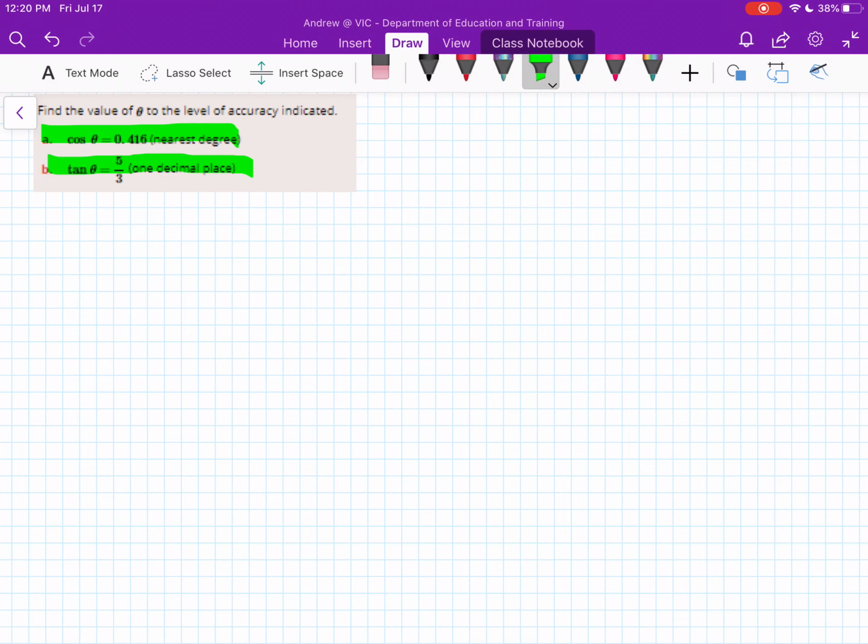So just remember your answer should be in degrees, as long as your calculator is in degrees, which will have a D up the top instead of an R or something else. So with this, we'll go through it. So we've got cosine theta is equal to 0.416. So what we need to do here is whenever you've got the left side with your cosine, tan, or sine, and then you've got a value on the right, what we need to do is the inverse of that.